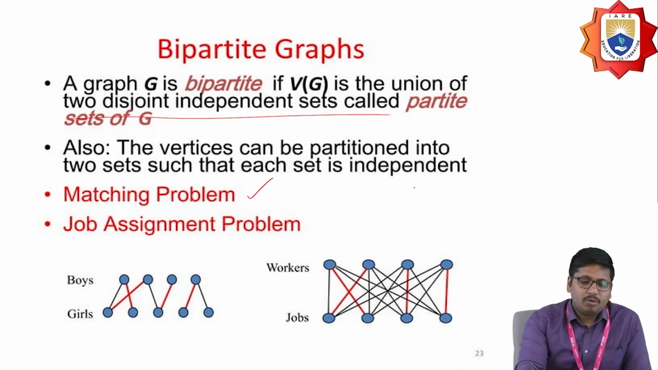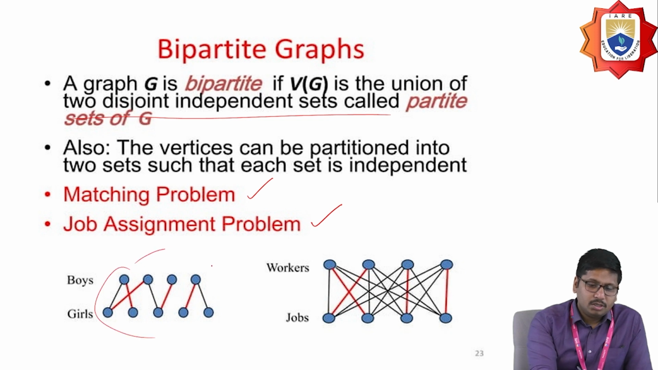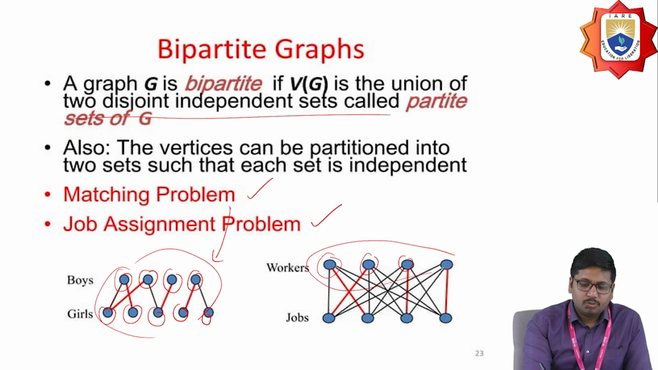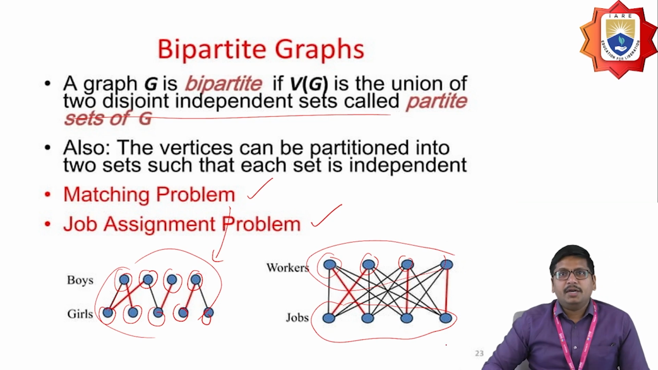The first example is the matching problem, and the next one is the job assignment problem. If I have boys and girls, the vertices are divided into different categories. The vertices on one side should be the girls, and the vertices on the other side should be the boys. Mapping is done between them, so that's why it is a matching problem. The job assignment problem is also there. Here I can consider the set of vertices as workers and the set of jobs. The mapping is done between the workers and jobs. That's why it is a bipartite graph.